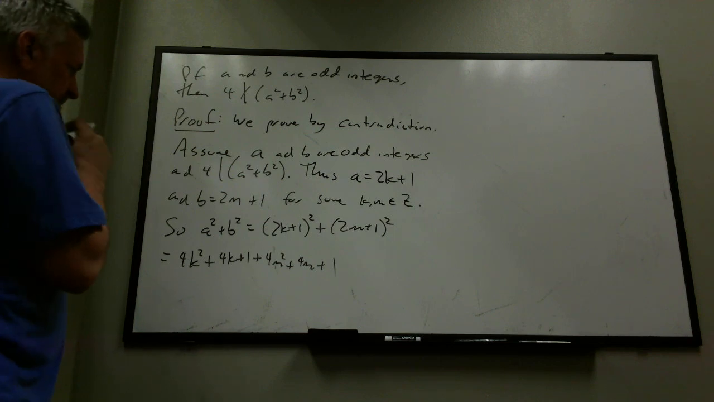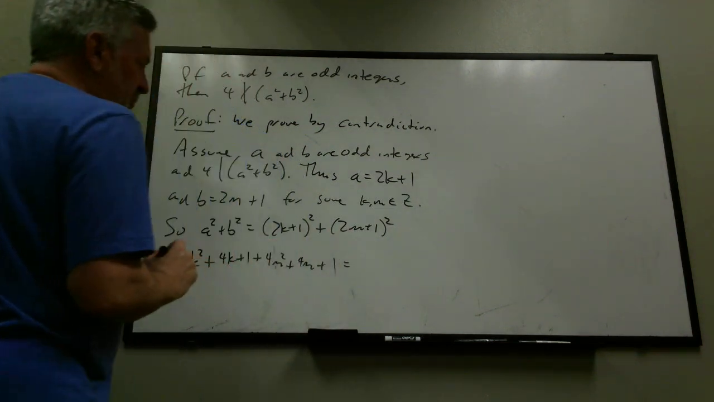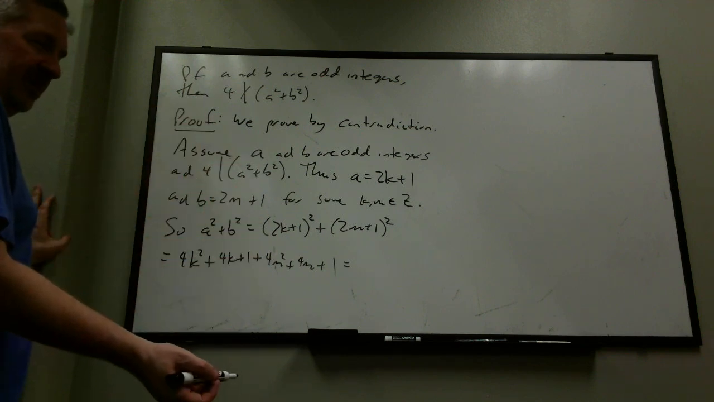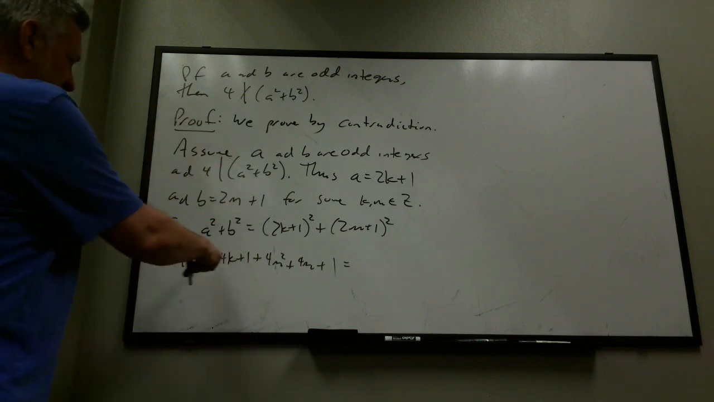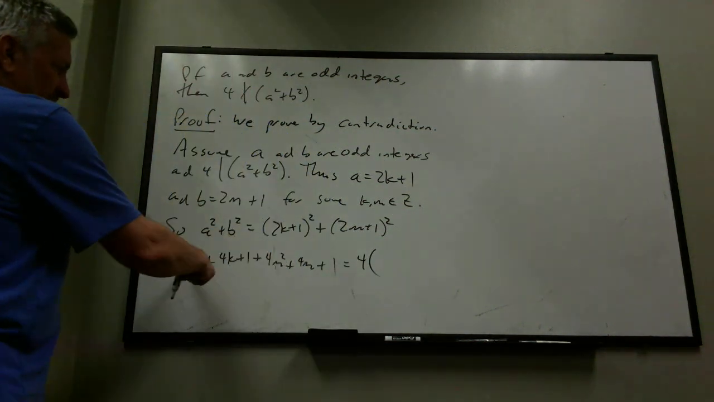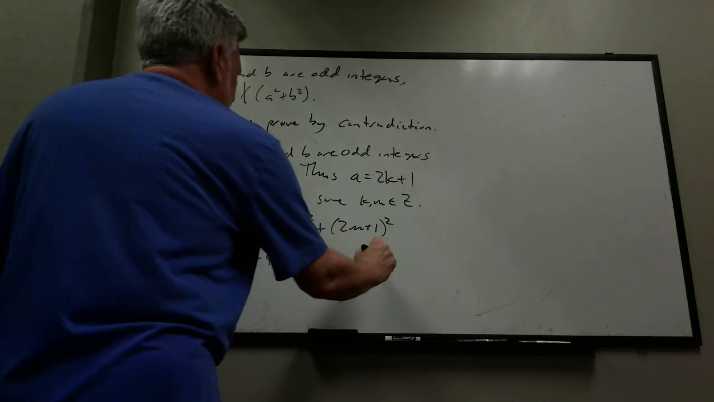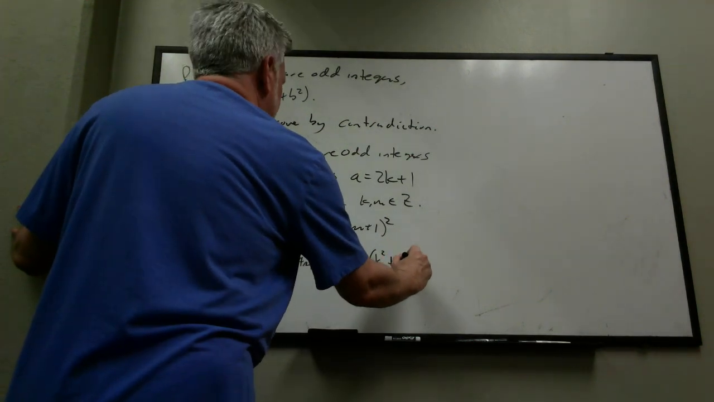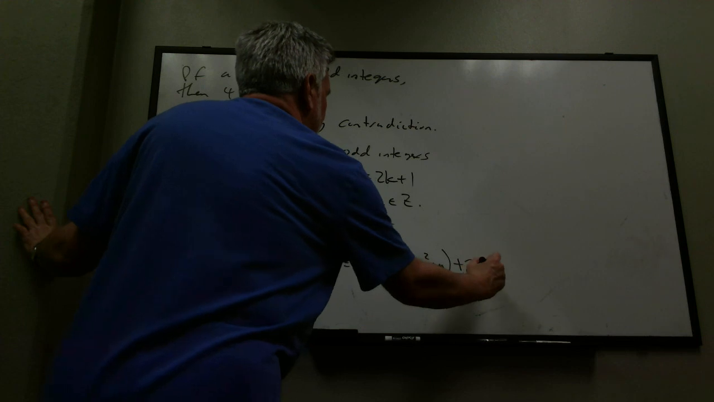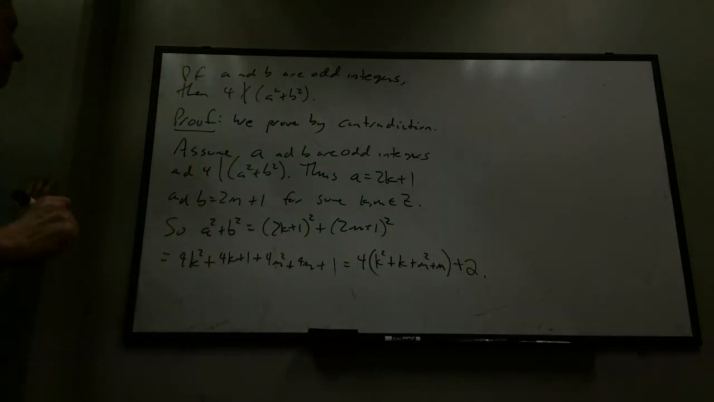Okay. Equals. Okay, I'm going to do something in one step. Again, if you think your reader is not going to be able to do this in two steps, write it out. But just to save a little bit of time here, I'm going to factor a 4 out of all the terms that have a 4. So 4 times k squared plus k plus m squared plus m, and then I have a plus 2 from the 1 plus the 1.